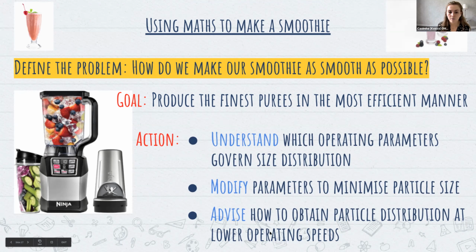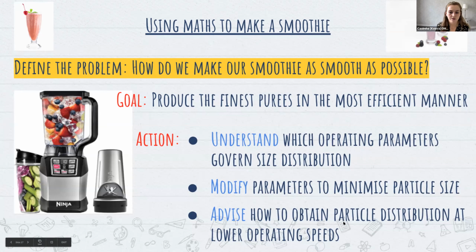The next thing was to modify the parameters to minimize the particle size. Once we figured out which parameters were the most important, how could we modify them to get the smallest particle size possible? Not too different from when you're thinking about your plant model, where you're thinking about how you can order them based on feasibility and benefit. You're trying to think about how these parameters interact with each other to give you the smallest particle sizes.